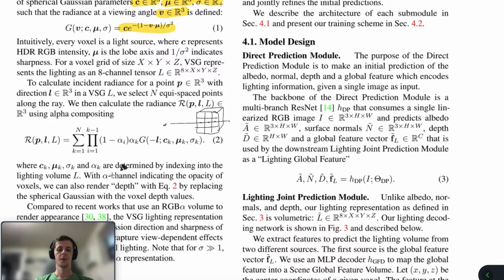And also, you can have this equation by replacing the spherical Gaussian with the depth, and then you can have the depth of the scene, which is also quite nice.